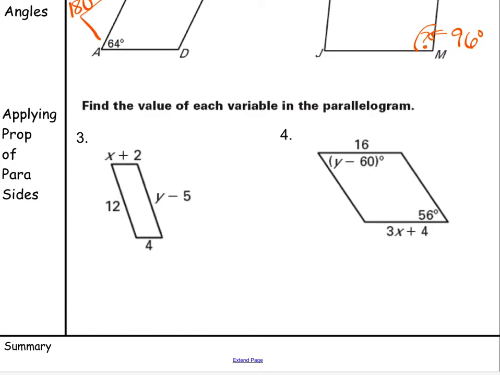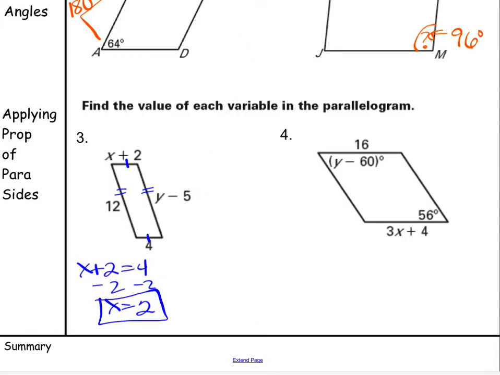Here is some samples using this one here. Number 3 uses the sides. And remember, at the top of the page, one of the first things we wrote down is that in a parallelogram, opposite sides are congruent. So these two sides are congruent, and these two sides are congruent. So I know that x plus 2, I can set that equal to 4. And I can solve for x by subtracting 2 and get that x is 2.